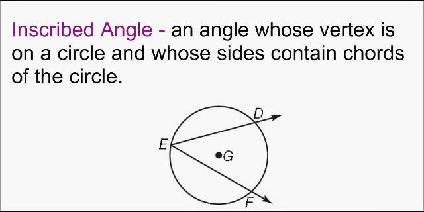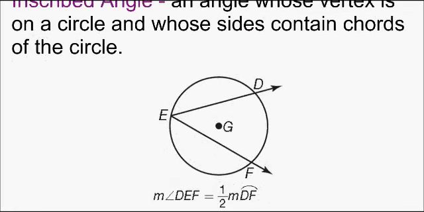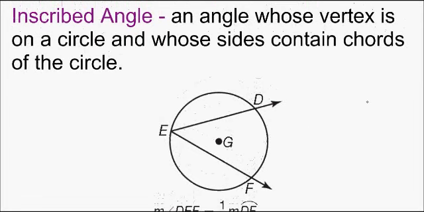This angle has a vertex on the circle, such as E. See, E is on the circle, and the sides contain chords of the circle. So it's right here. Angle DEF is an inscribed angle.